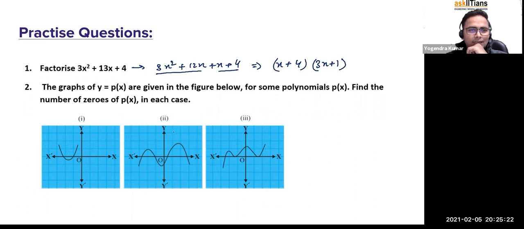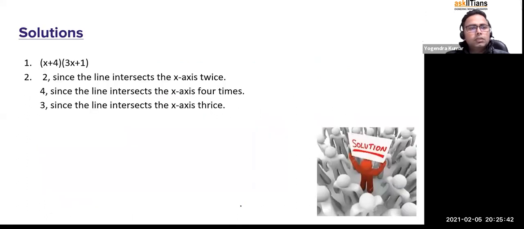So again, zeros. 2 here in the first case. Then 1, 2, 3, 4. So 4 here. Here you can see 1, 2. It is not cutting twice. It is cutting just once. 2, 3. So 3, 2, 4, 3, right?